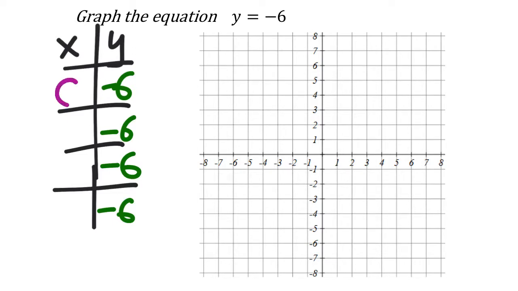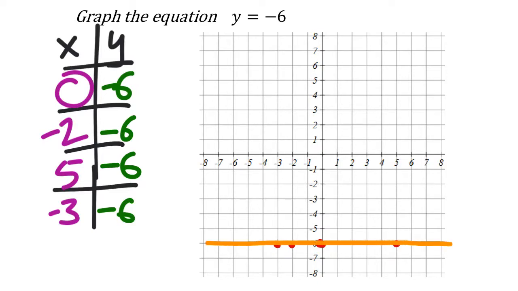So I could say, well, x is 0, x is -2, or maybe 5, or -3. You just never know. Just choose whatever you want. And then we can graph these, right? 0, -6, bam, right there. -2, -6, right there. 5, -6, right here. And -3, -6, right there. So we can see that this line now is horizontal, like this.